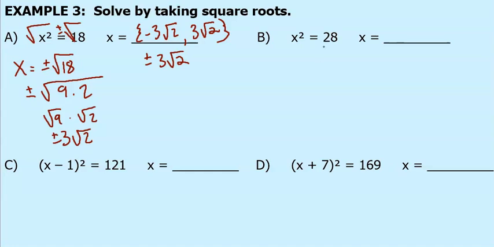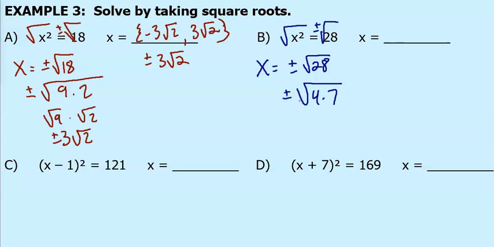B. X squared equals 28. Take the square root of each side, put a plus or minus in front of the number side, and we have x equals plus or minus the square root of 28. We know 28 is the same thing as 4 times 7. Square root of 4 times the square root of 7. So we have 2 square root of 7. So x equals plus or minus 2 square root 7.